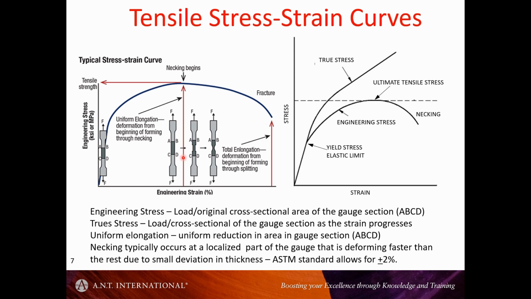So this instability point could be because of slight variations in the thickness of the machined tensile specimen, and that's typically what it is, but it could also occur if you have some inhomogeneities, some inclusions, some precipitates at a certain part of the material, and if you get some void and microvoid coalescence at that point, then you will get some preferential localized deformation there.